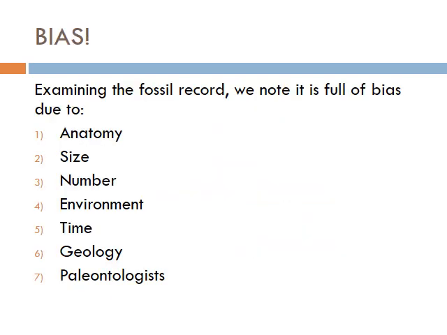Now in the fossil record, we've got a bunch of bias. That bias can be due to anatomy, what the organism actually looks like, the size of the organism, the numbers of that organism, the environment the organism was in, how long ago it was made, the geology of the region, and even paleontologists. There's a lot of reasons that, though we know a lot about the past, we don't have a full picture of it.